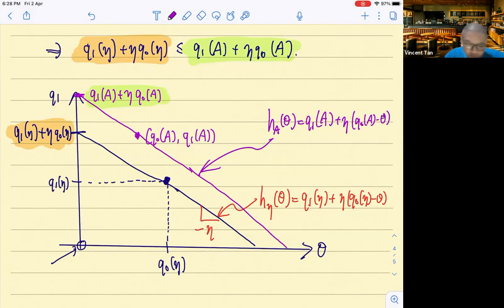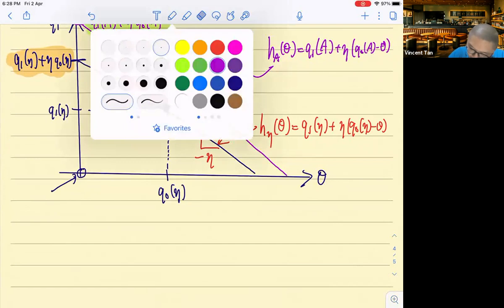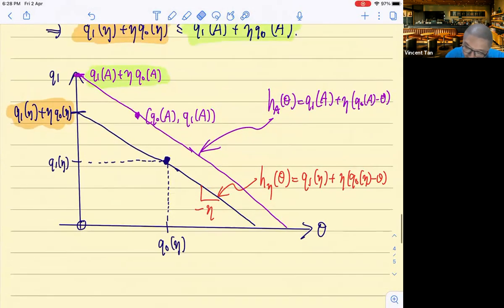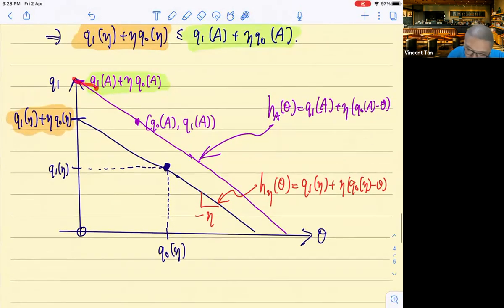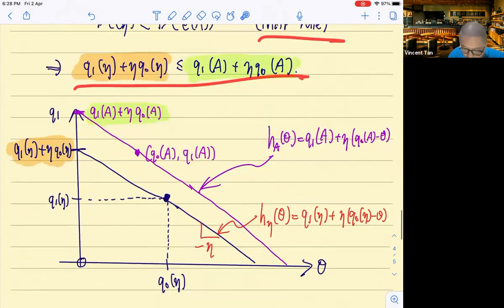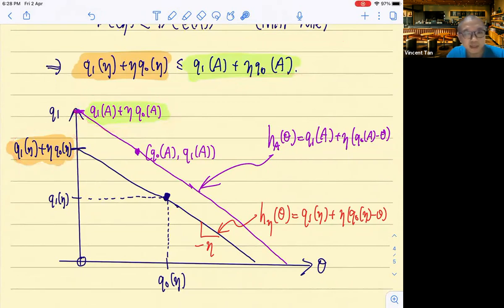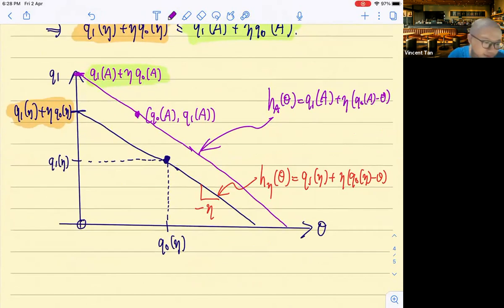Okay. So what we have just shown is that the y-intercept of the arbitrary test is higher than the y-intercept of the threshold test. Okay, just by the MAP rule we have this, and so the y-intercept here must be at least as big as that for the threshold test.